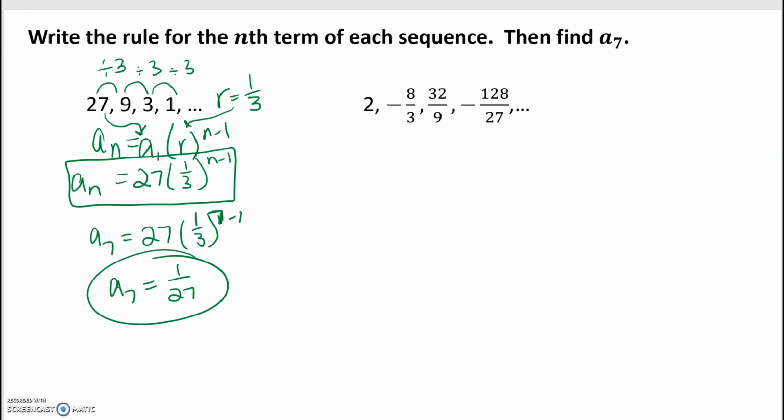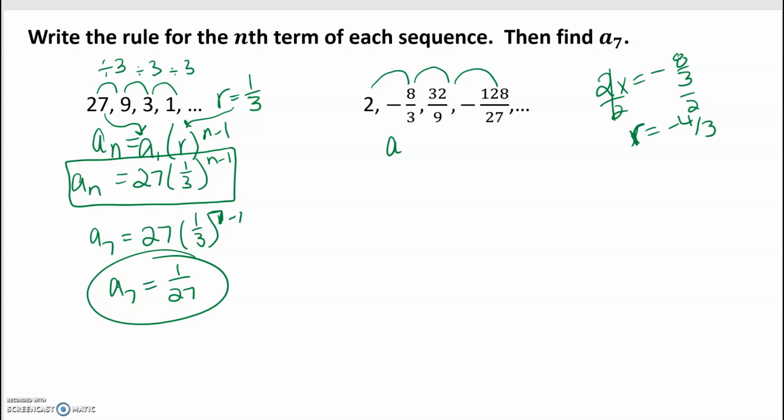For the second one over here, again, if fractions are something you struggle with, do what I did and set it up. So I have 2x, so 2 times something equals -8/3. Divide this by 2, and you end up with -4/3 as what's happening each time. So our ratio is going to be -4/3.